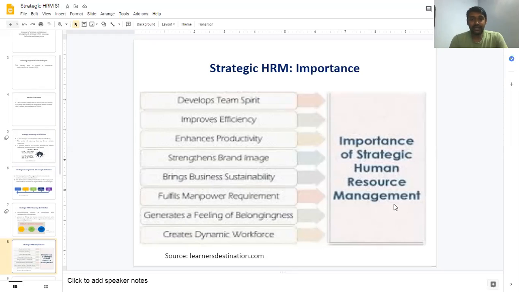The last one is it creates a dynamic workforce. Every plan which is accomplished in a proper manner with respect to human resources increases the workforce, a dynamic workforce. There will not be any knowledge gap, and the plans will be accomplished in a proper manner, and a huge workforce, or a dynamic workforce, can be achieved or created.